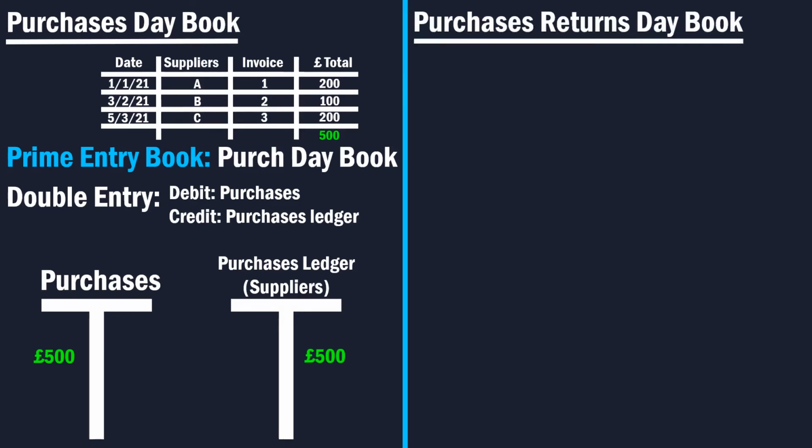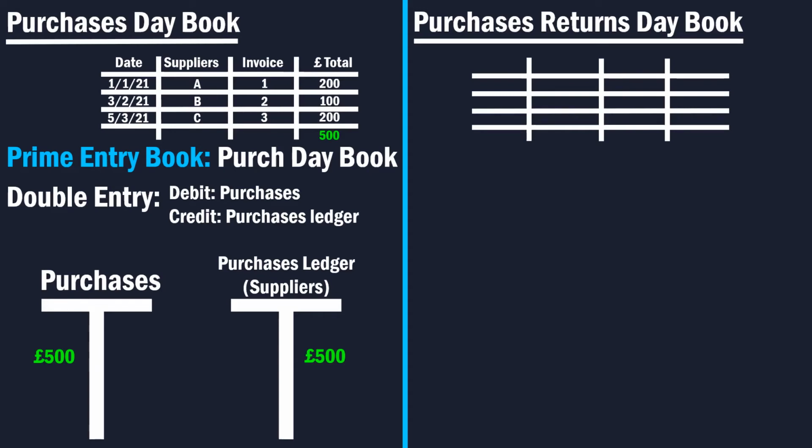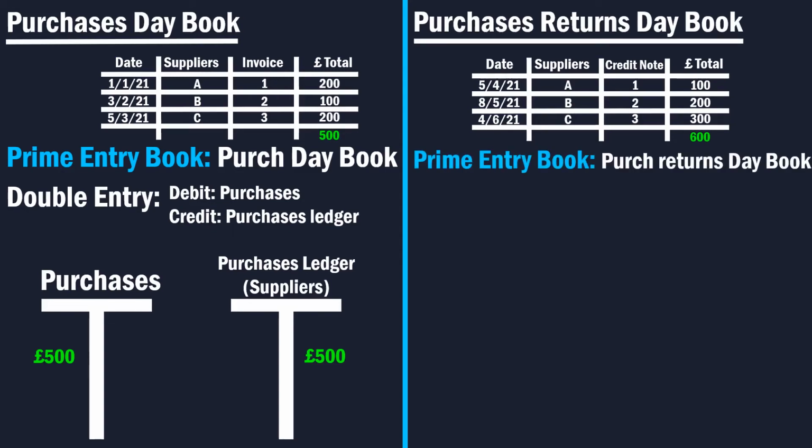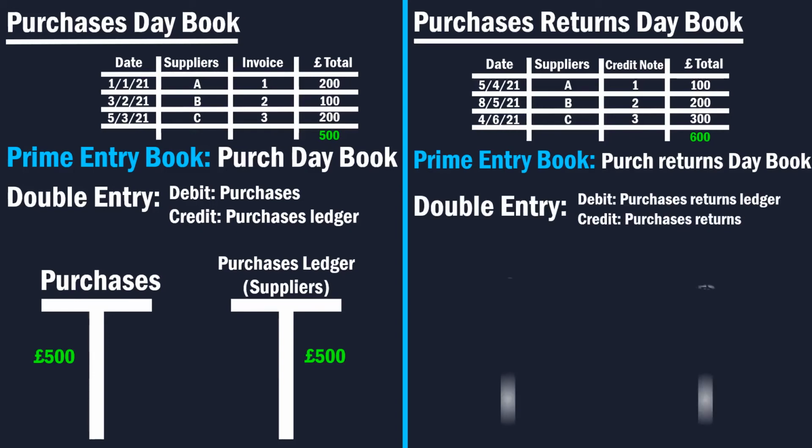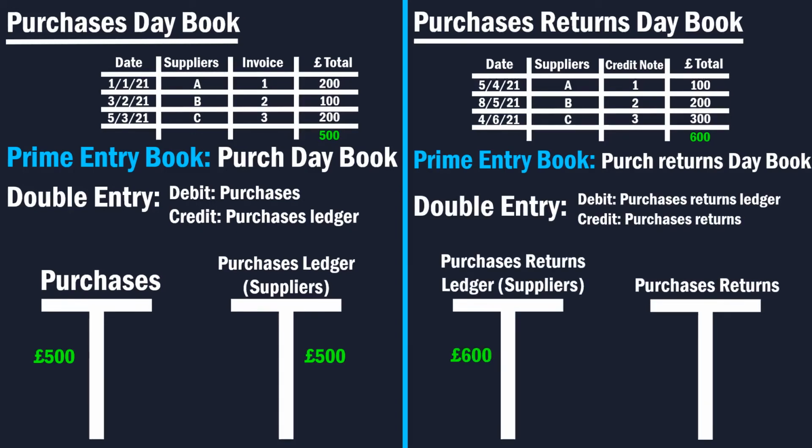Moving on to the purchases returns daybook, that records goods that are returned to the supplier. So we're going to have a date on when that has happened, we're going to have our suppliers, we're going to have our credit note this time, and we're going to have our total. That £600 represents the value of all the goods that are returned to the suppliers. So that's going to get entered in the purchases returns daybook, which will help us know and understand the double entry for them, which is to debit the purchases returns ledger and credit the purchases returns account, like that.